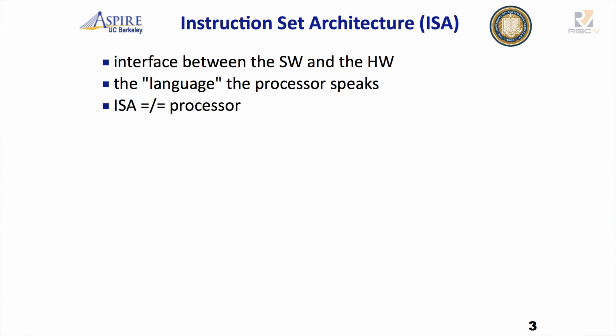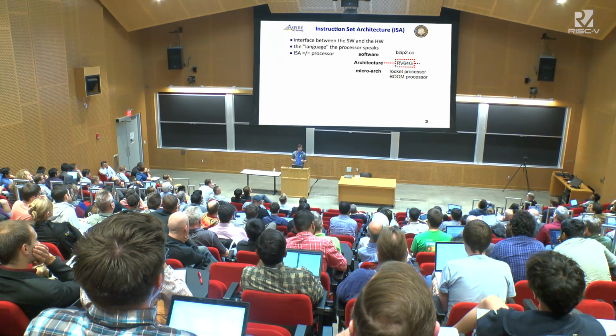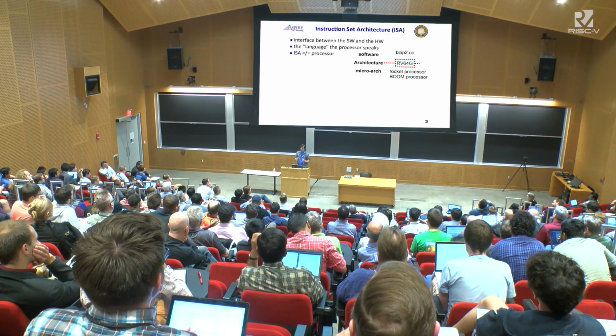To make that explicit, if you have some source code for an application you care about, like bzip, you tell your C compiler, please target the RISC-V RV64G instruction set architecture. And once you have that binary, any processor that can speak RV64G can run that binary, whether it's a single issue in-order core like Rocket or the superscalar core like BOOM. The user will not be able to tell what microarchitecture is implementing their program. So to be clear, the instruction set architecture is not a processor. Even Wikipedia gets that wrong all the time.